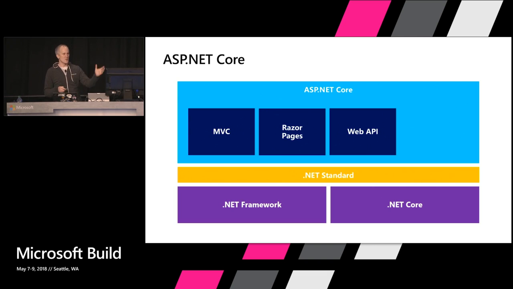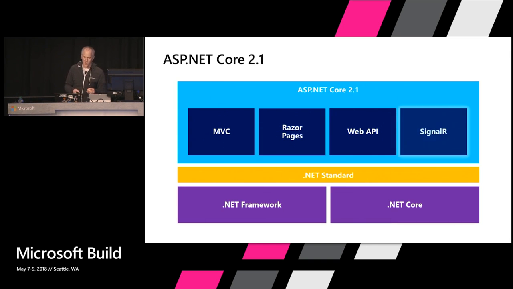If you're building web UI, we give you MVC. We give you Razor Pages. If you're building HTTP services, RESTful services, web APIs, you can use the web API support in ASP.NET Core. And there are other frameworks as well. For the last release, we had a bit of a gap, a hole. We didn't really have a solution yet for doing real-time web. But in ASP.NET Core 2.1, we've filled that gap. SignalR is now shipping with 2.1, and with the release candidate yesterday, you can try it out.